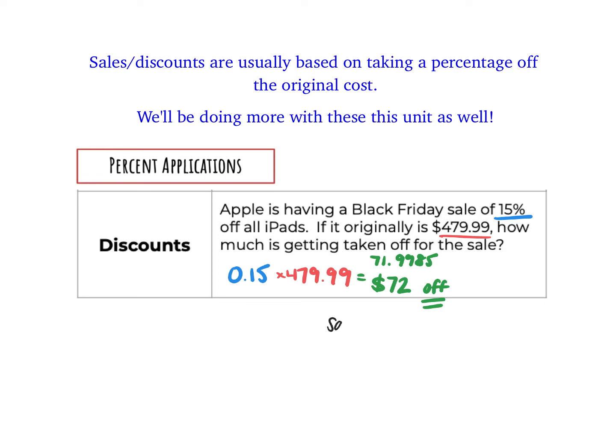So your sale price would come from subtracting those two. So it would be the $479 that you're starting with minus the $72 that you're taking off. So if it followed up and said, how much does the iPad now cost? That answer would be $407.99.